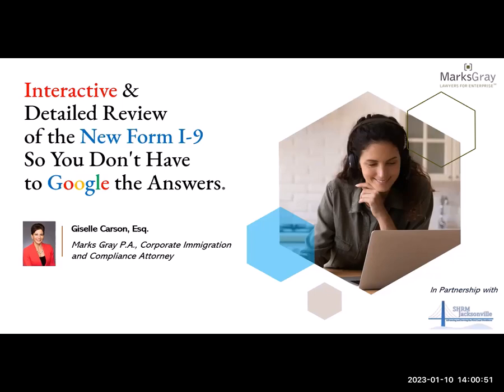Interactive and detailed review of the new Form I-9. So you don't have to Google the answers. You Google the answers, you're not necessarily going to get the right answer. So we're going to talk about that.